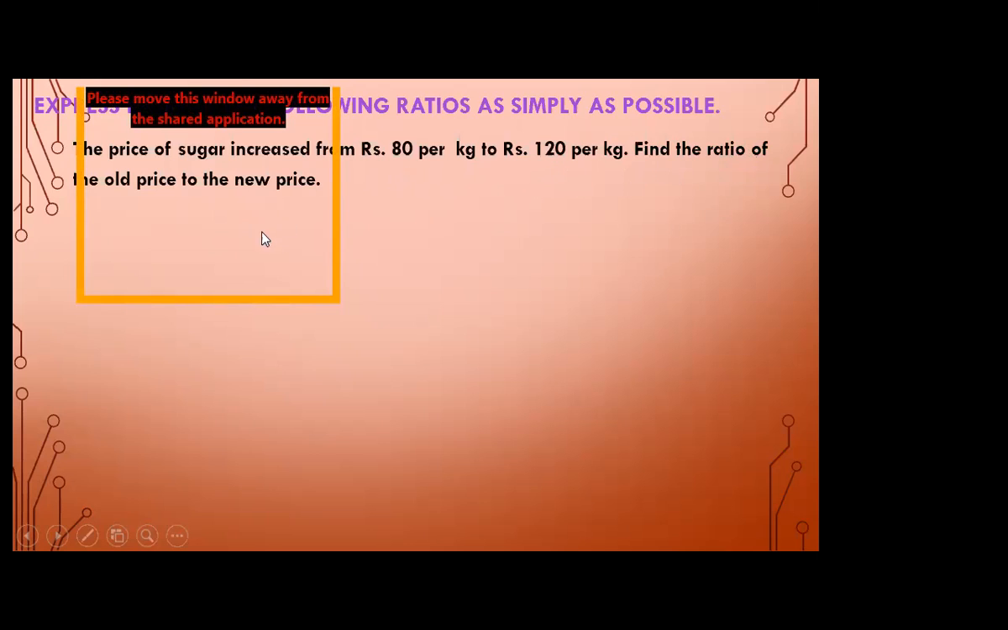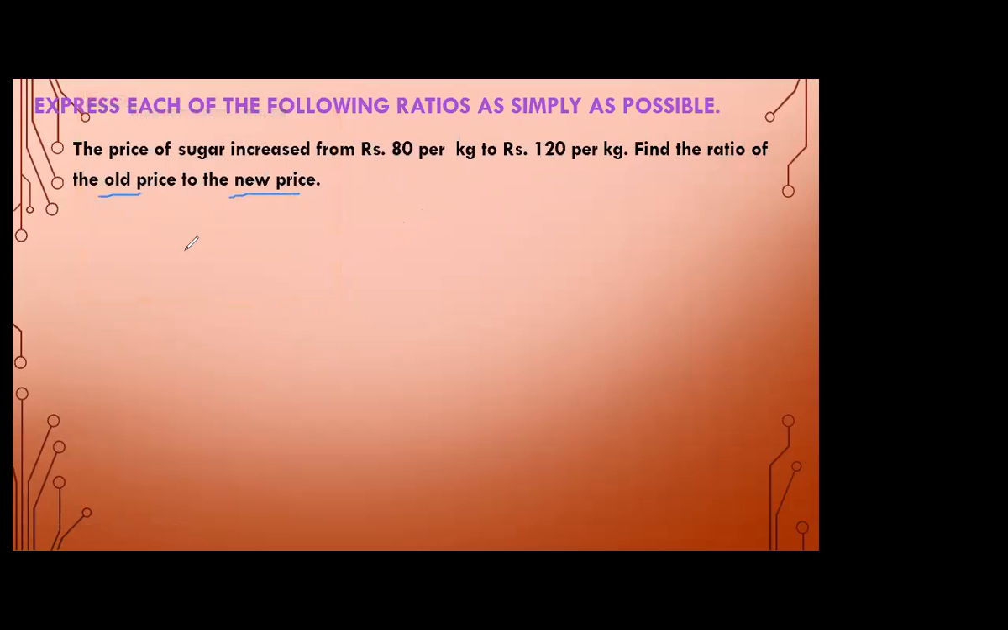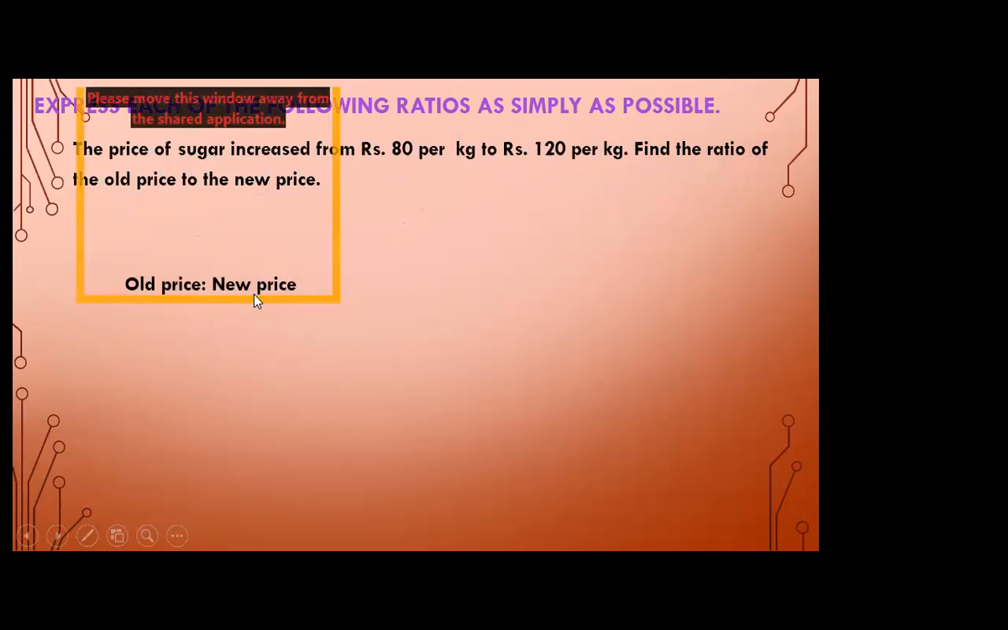Students, we have to find the ratio of the old price of the sugar with the new price of the sugar. If I write price of sugar ratio price of the sugar, it will be wrong. Here I am comparing the old price with the new price. What is the old price per kg? That is rupees 80. And what is the new price? 120. So I have written here below old price 80 ratio, what is the new price? 120. So I have written here 120.